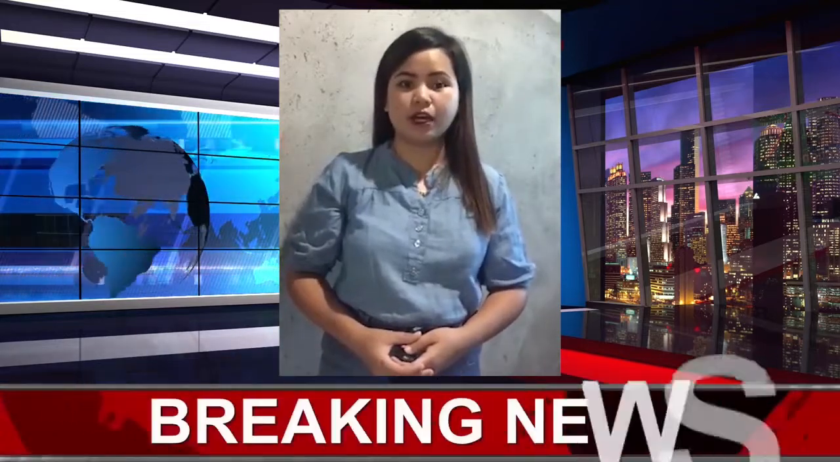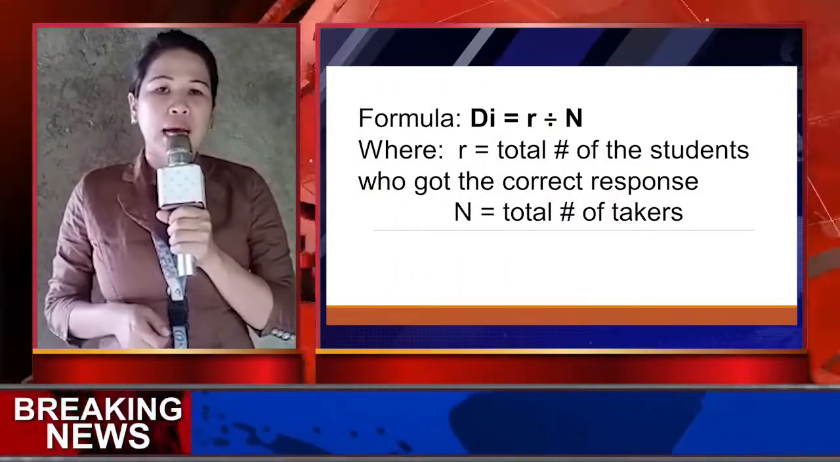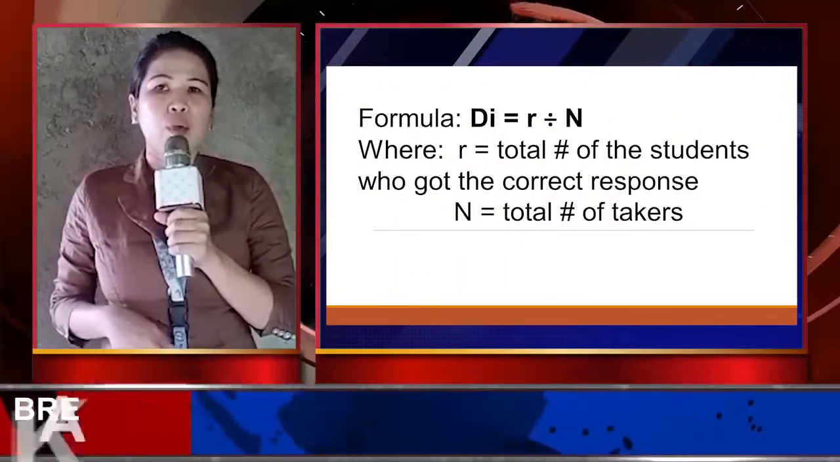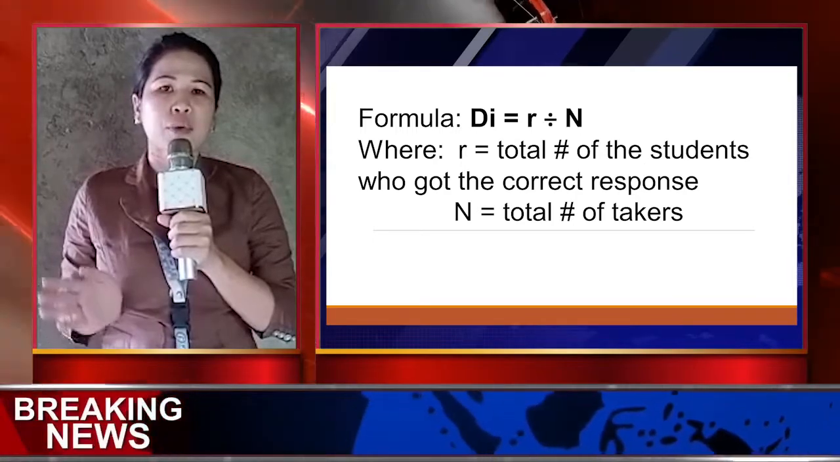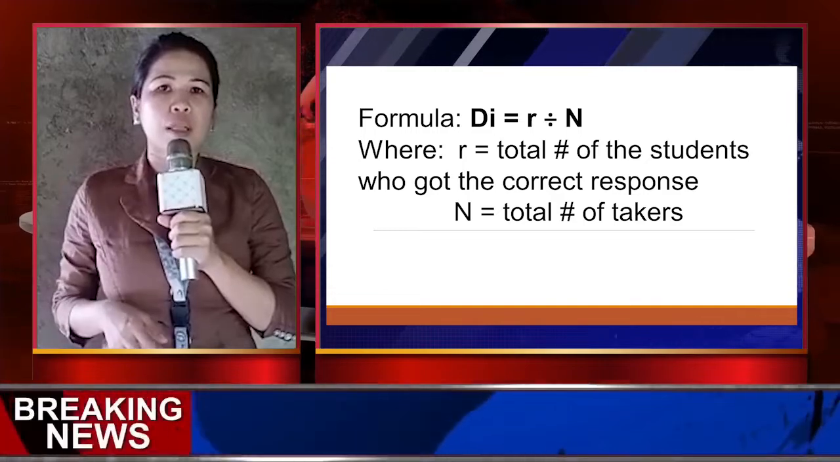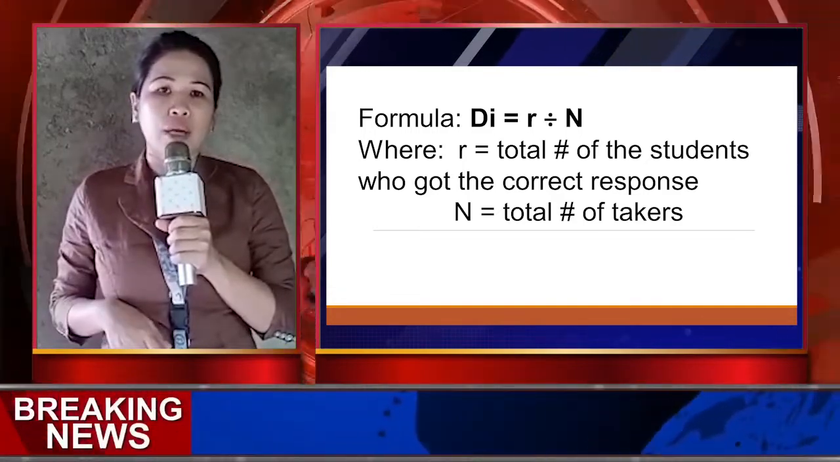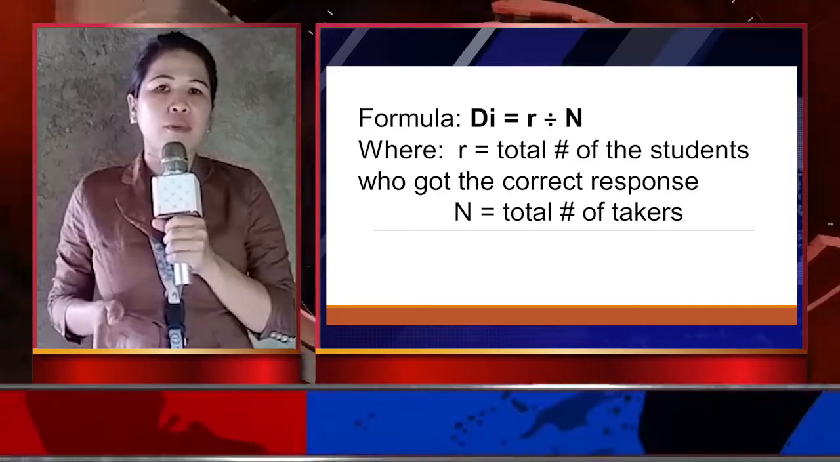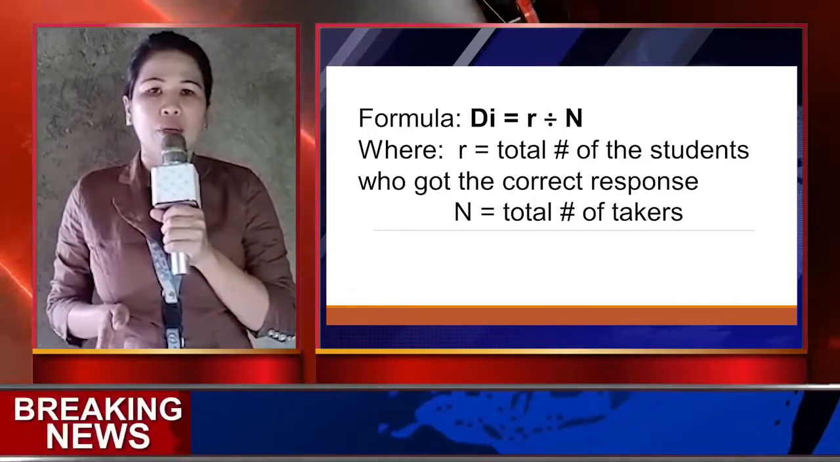Thank you, Miss Hazel. Yes, you heard it right. We need to find the level of difficulty of an item. We have here a formula: DI equals R divided by N, wherein DI stands for the difficulty index of the item, R stands for the total number of students who got the correct response, and N stands for the total number of takers.